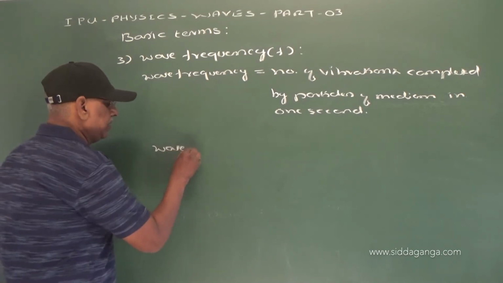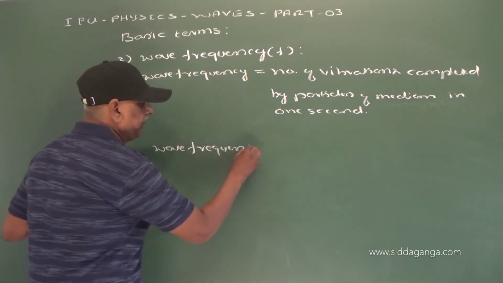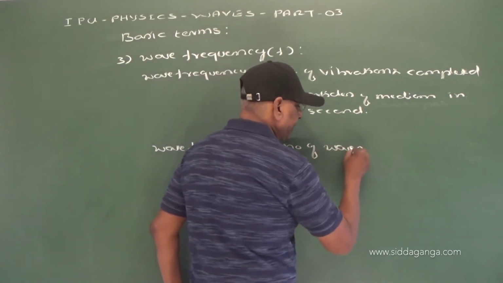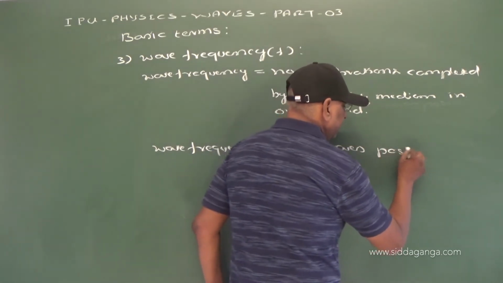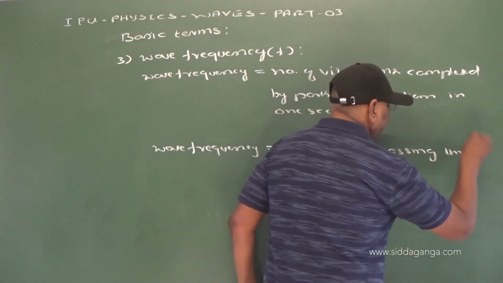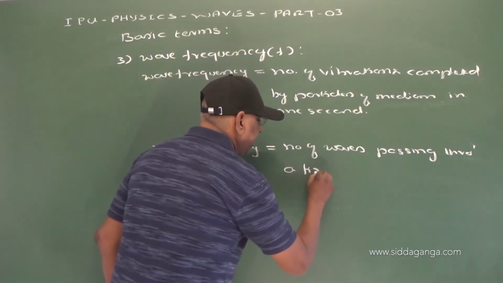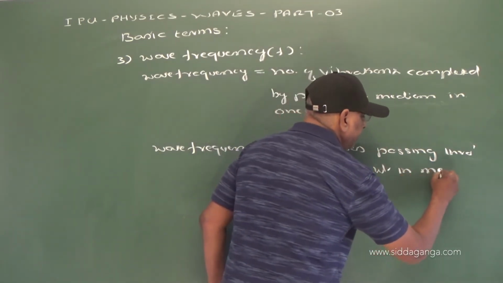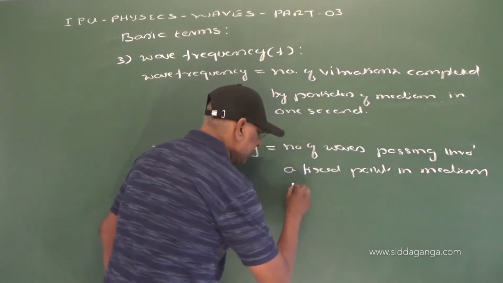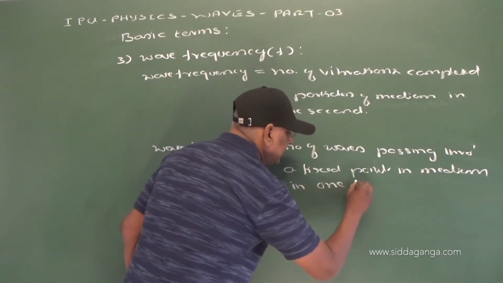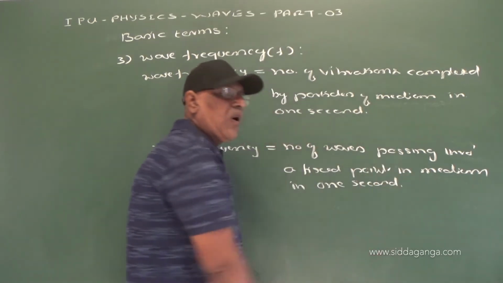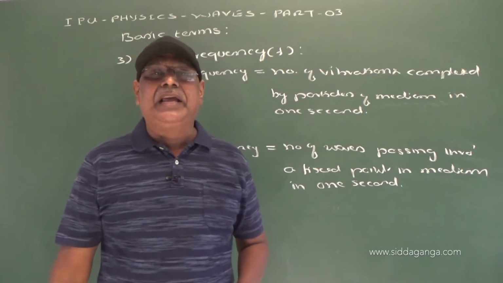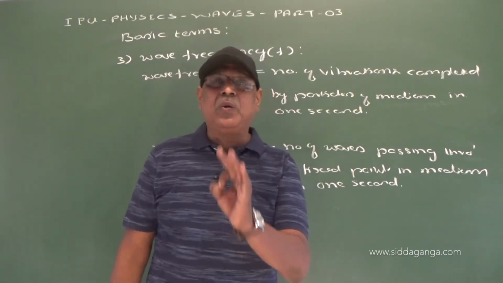Now, wave frequency is equal to the number of waves passing through a fixed point in a medium in 1 second, or it is also the number of waves generated in the medium in 1 second.